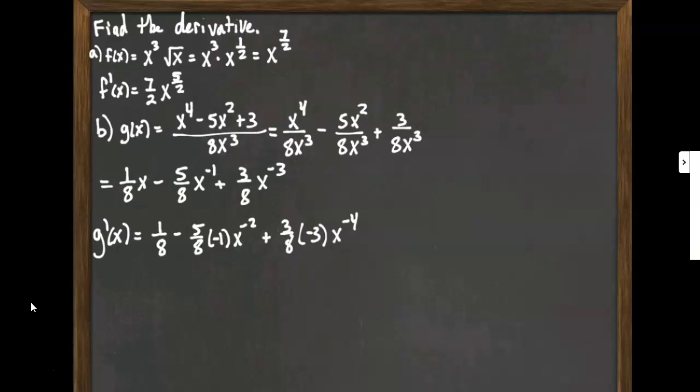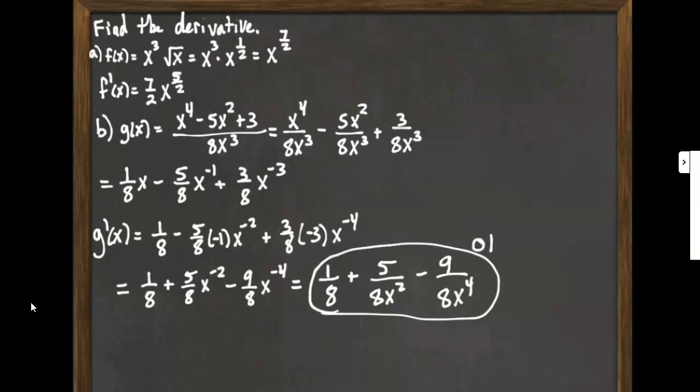Okay, at this point, I'm going to do a little bit of rewriting, a little bit of cleaning up. So 1/8, 5/8 times negative 1 will make that plus 5/8 x to the negative second, and then 3/8 and negative 3 will make that minus 9/8 x to the negative fourth. At this point, if you want to, we can just take those negative exponents and move them down to the bottom to get our answer, and that's okay. Our answer is written without negative exponents, so we're fine there. We don't have to go any further.